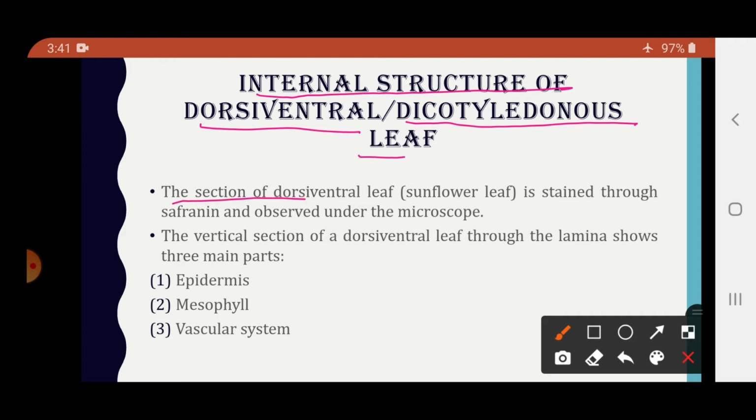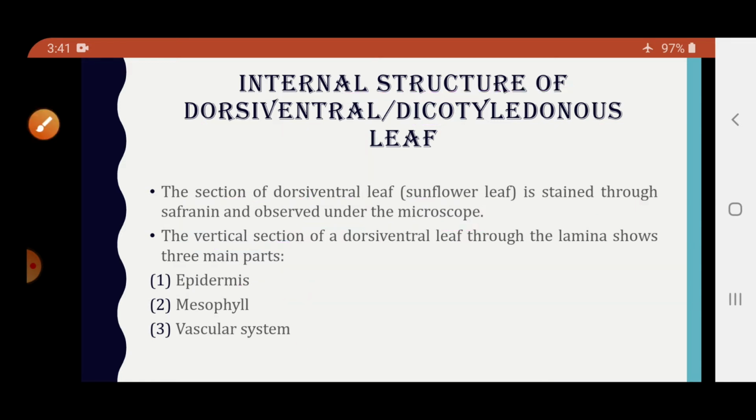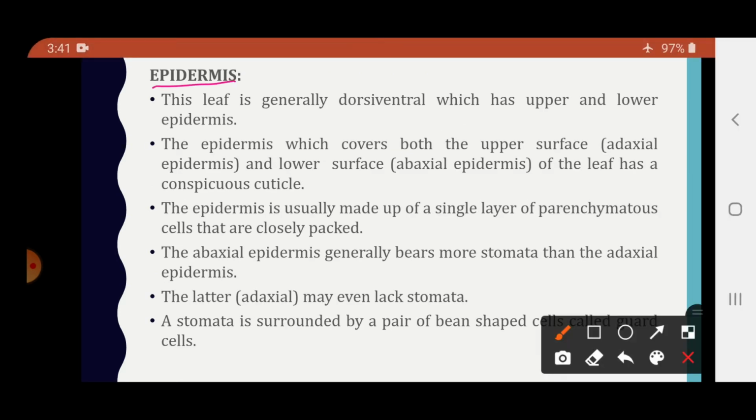So, the section of a dorsiventral leaf or a sunflower leaf is stained with safranin and observed under the microscope. The vertical section of a dorsiventral leaf through the lamina shows three main parts. There are three main structures seen in a dorsiventral leaf when observed under the microscope. They are epidermis, mesophyll and the vascular tissue system. So, first of all, let us begin with the epidermis.